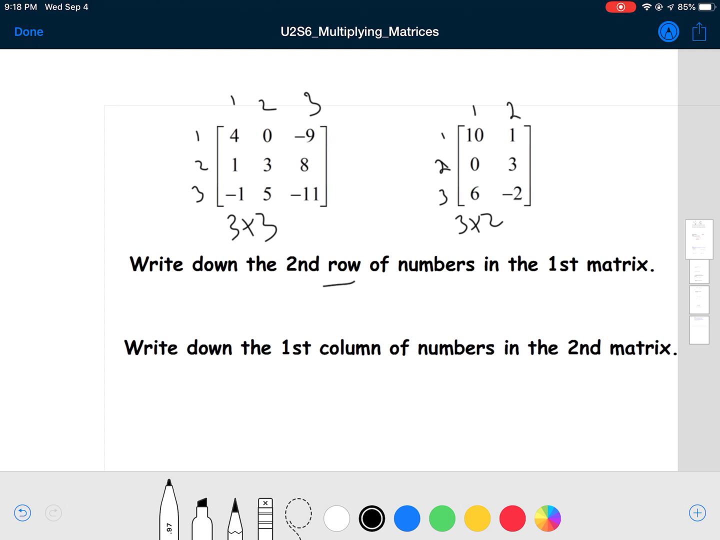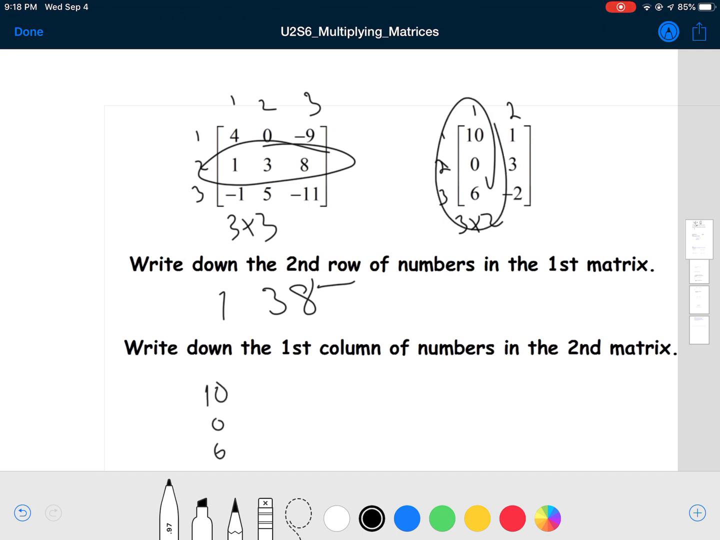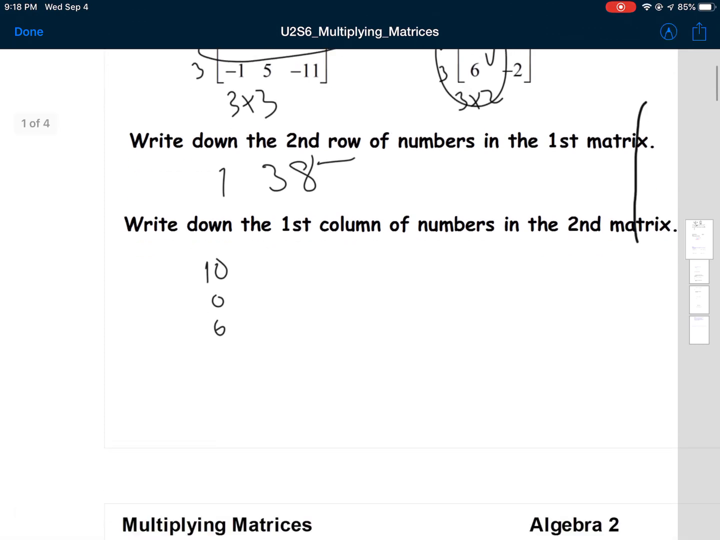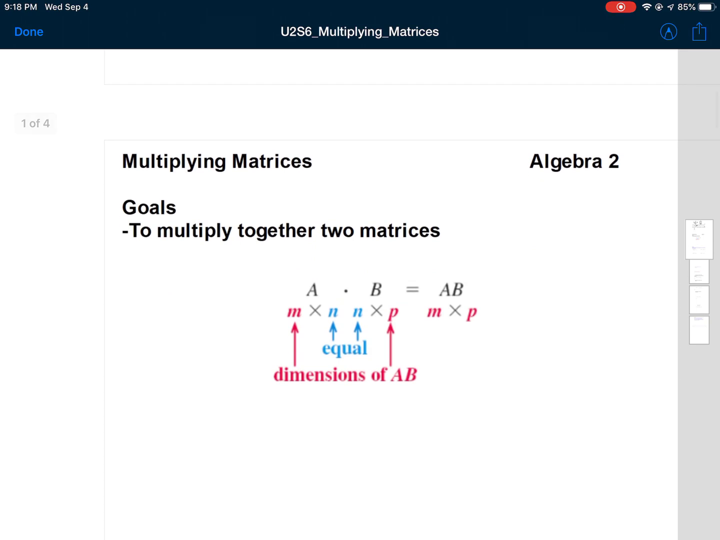So if I want the second row, write down the second row of the numbers in the first matrix. Here's my first matrix. That'd be 1, 3, and 8. If I want to write the first column in the second matrix, I'm talking about 10, 0, and 6. Okay, what we're actually going to be working on here is multiplication of matrices.